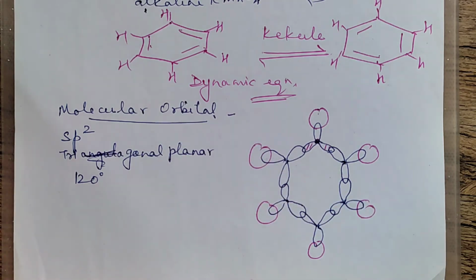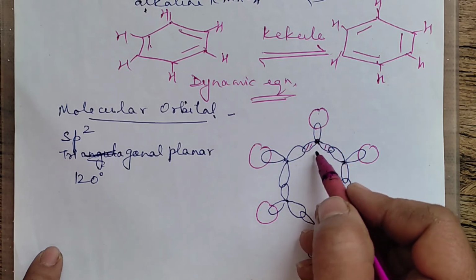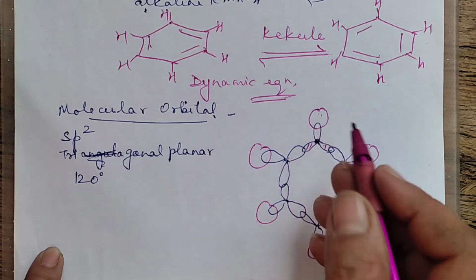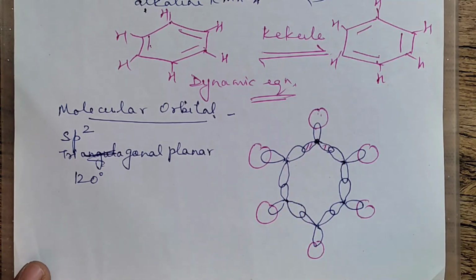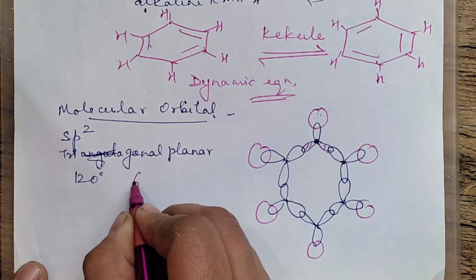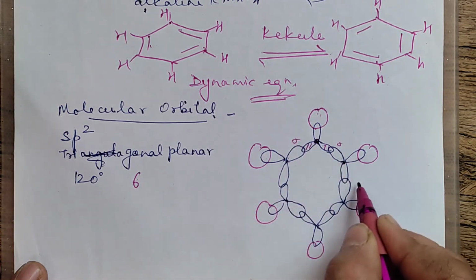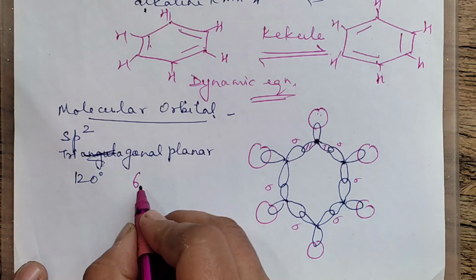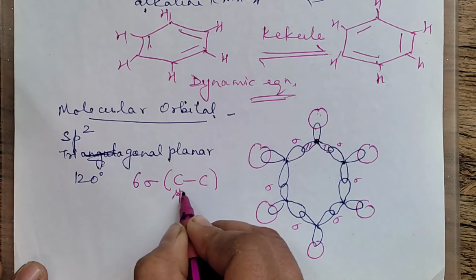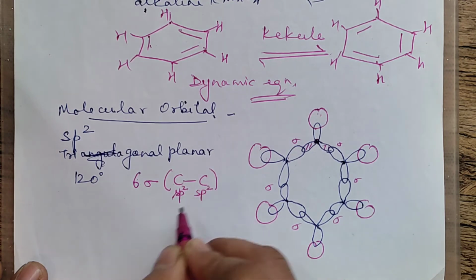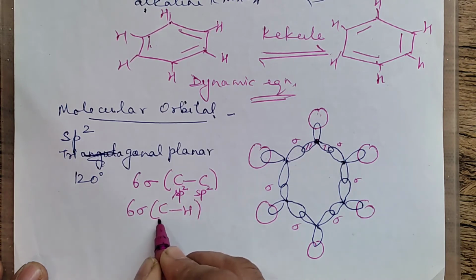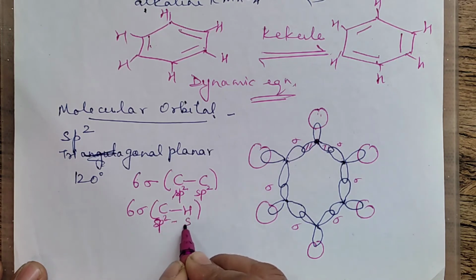So we can say that each carbon atom is forming 2 sigma bonds with the neighboring sp2 and 1 sigma bond with hydrogen. So overall if you are checking, there are 6. This is 1, 2, 3, 4, 5, 6. There are 6 sigma bonds. Which categories? Carbon-carbon. That is sp2 of one carbon overlapping with sp2 of the next carbon. 6 sigmas further are between carbon and hydrogen, where sp2 of carbon is overlapping with s of hydrogen.